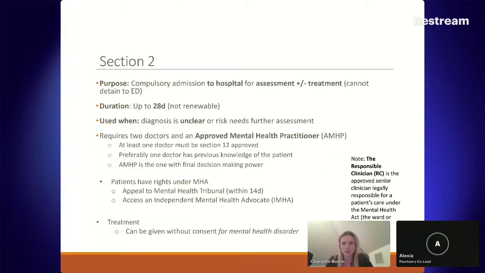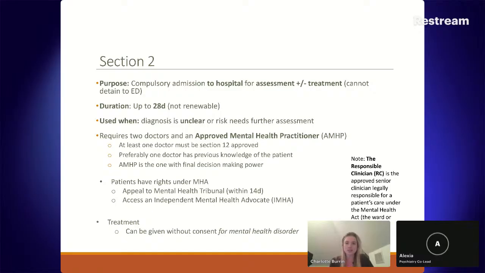Starting with Section 2. Section 2 allows for compulsory admission to hospital for assessment and treatment for somebody with a suspected mental disorder for up to 28 days. Section 2 is used when the diagnosis is not clear or you need to assess their risk further. It allows you that period of assessment to decide whether they need a longer period of treatment in hospital or what that treatment might be.